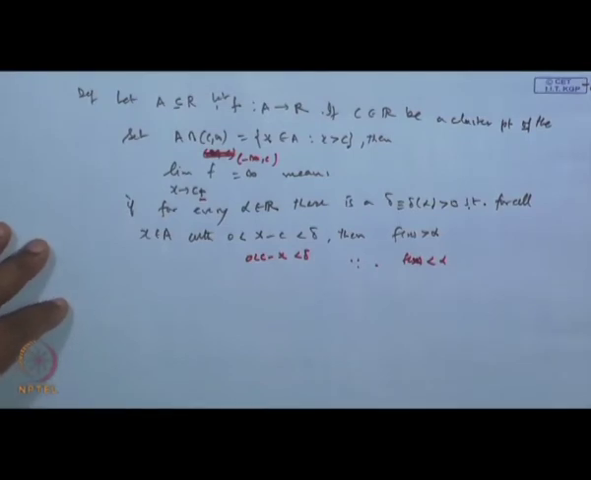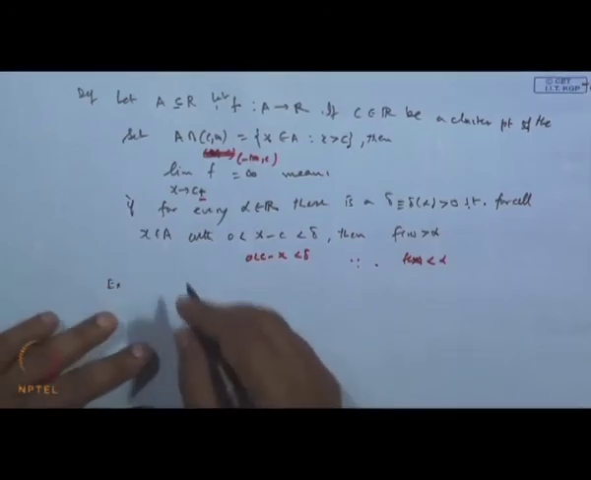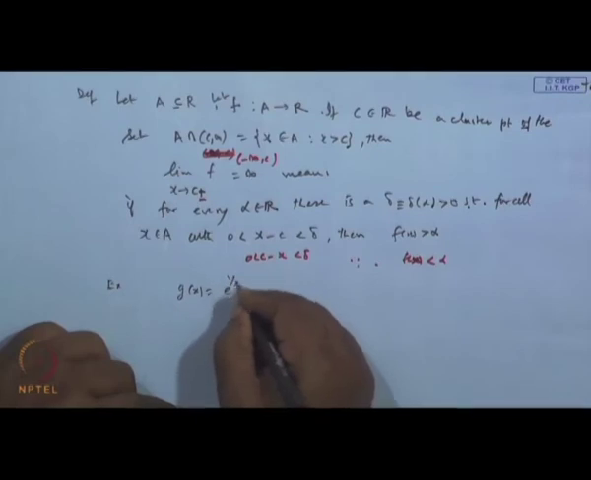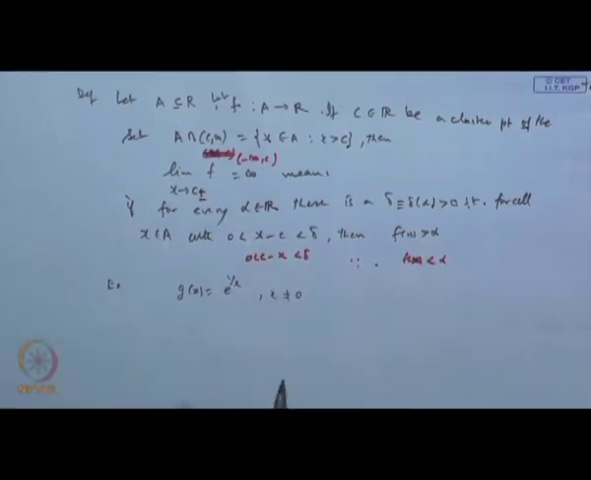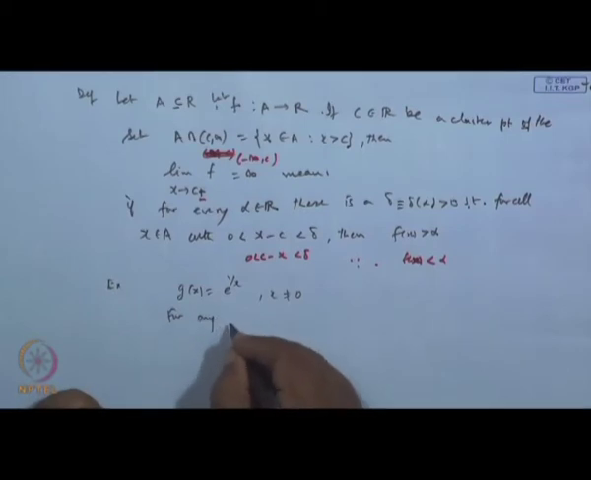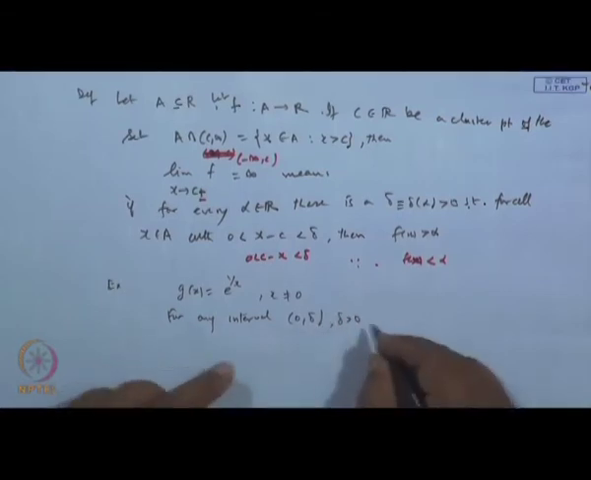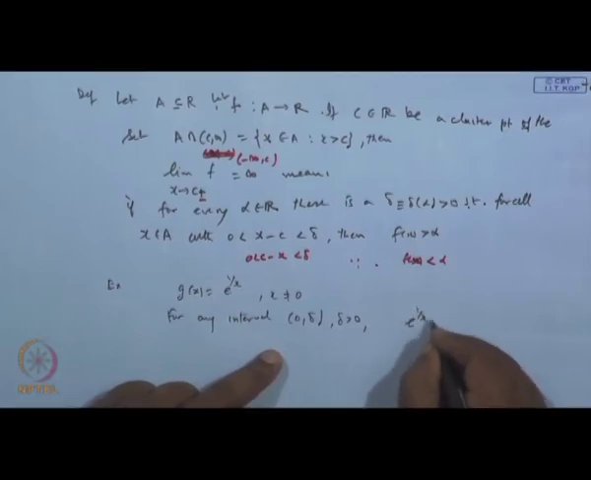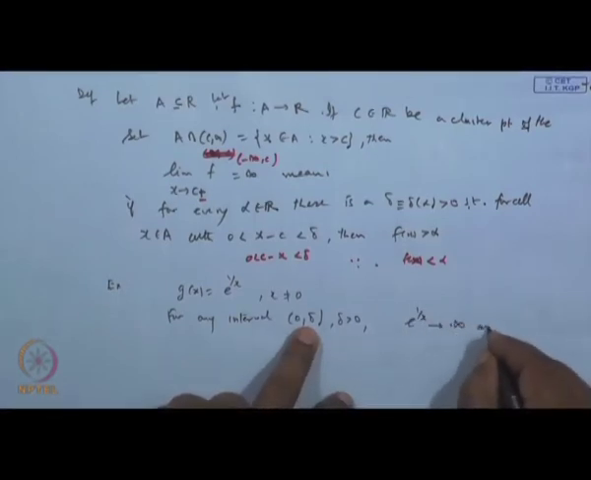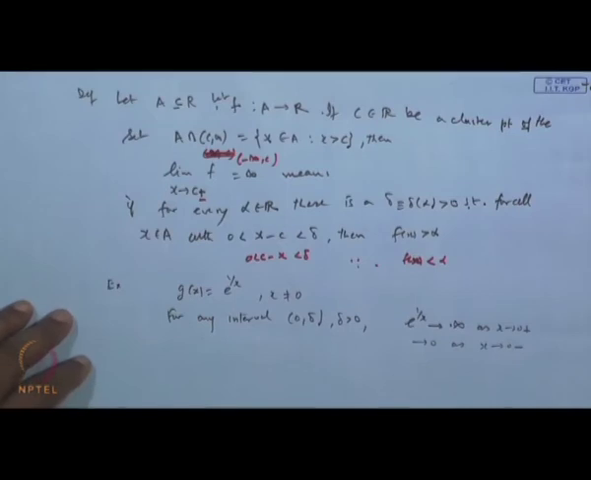Then, for example, say f(x) equal to e to the power 1 by x when x is not equal to 0. Now, this we have already seen: if we take any interval (0, delta), where delta is positive, the right hand side limit of this function tends to infinity as x tends to 0 plus, and this limit goes to 0 as x tends to 0 minus. This we have already discussed.